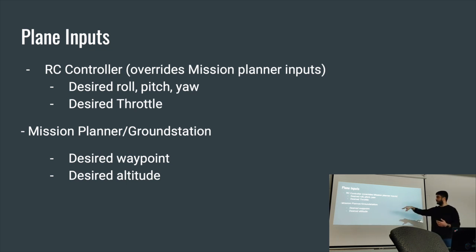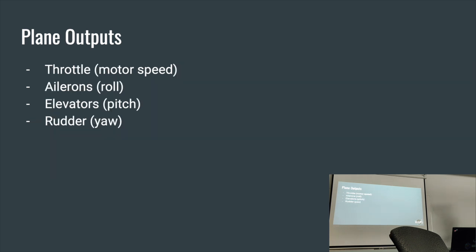The ground station provides us with desired waypoints and a desired altitude. So where we want to be positionally on the globe, and how high we want to be at those waypoints. If we use the RC controller, let's simplify this, and let's just assume that if the RC controller is used, then this doesn't matter. We're just totally going to override the inputs from the ground station. However, the ground station can also control the plane by itself, because it's an autonomous system. For the plane outputs, as I mentioned previously, we've got the throttle, the ailerons, the elevators, and the rudder. They control the roll, pitch, yaw, and then the actual speed of the motors.